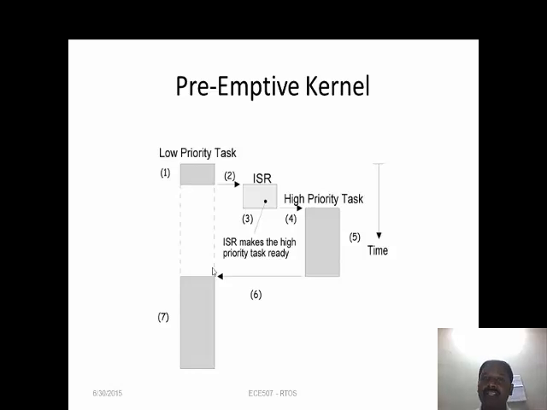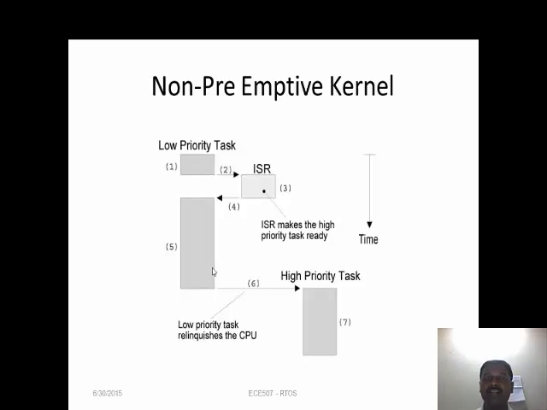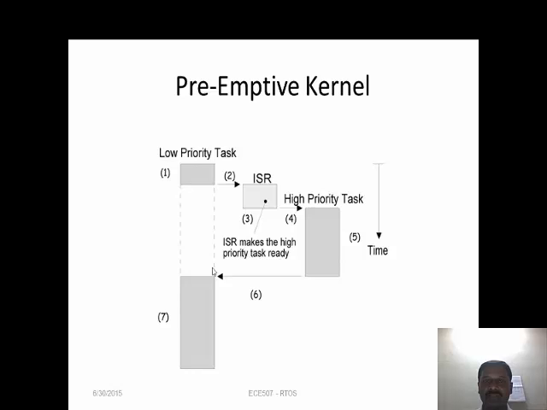As an example, when you are working in a Facebook application and some of your friends try to call, the call feature pops up rather than Facebook preventing it by saying you're chatting right now. That doesn't happen, because the primary feature of a mobile is to call. When someone calls, you get it as top priority. That's the primary difference between a non-preemptive kernel and a preemptive kernel.